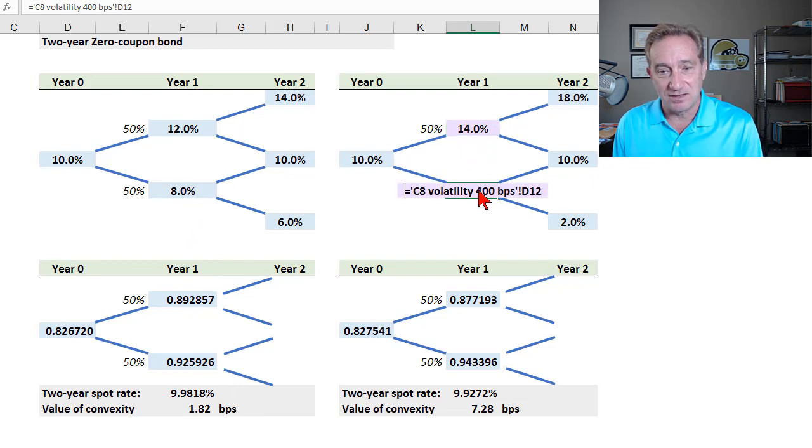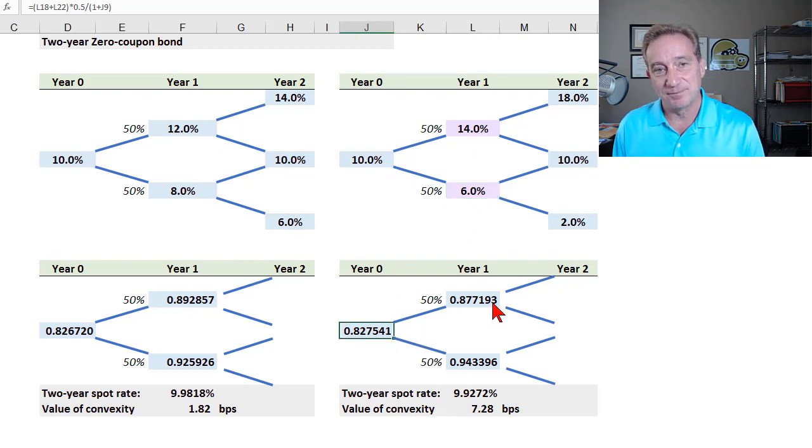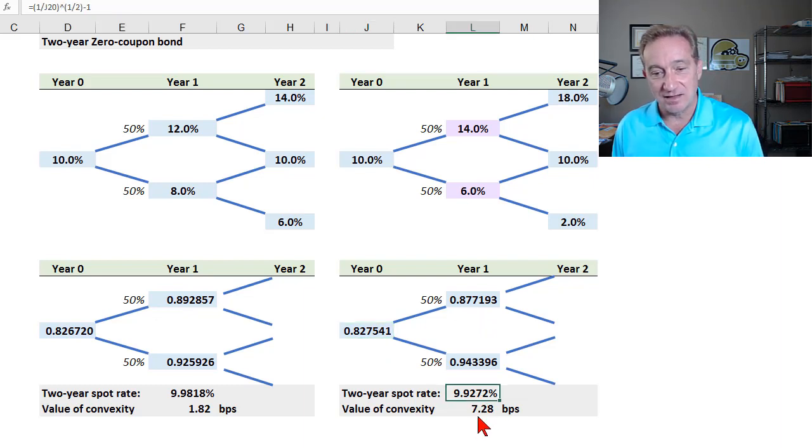Also, that's the next step in the Tuckman, where the jump now is just 400 basis points instead of 200. And you can see that the same exercise, we do that discounted expected value, or I should say expected discounted value. The price of the bond is such that the value of the convexity is higher, right? So more convexity implies a lower spot rate, or put another way, we'd pay an even higher price for the bond due to the higher value of the convexity.